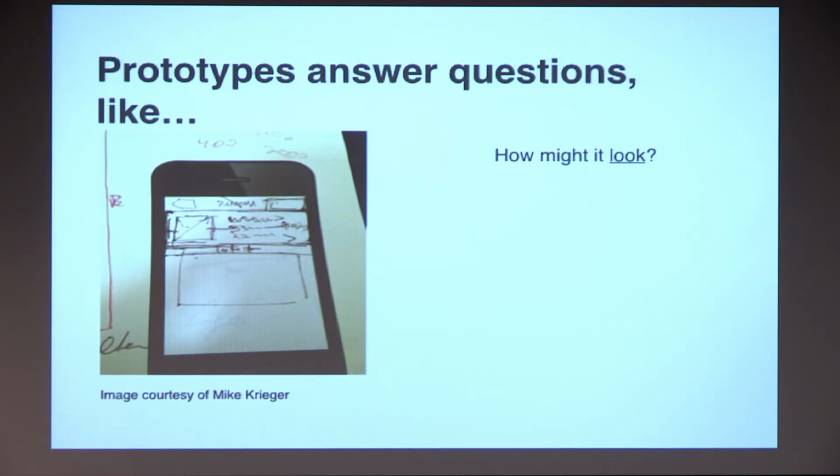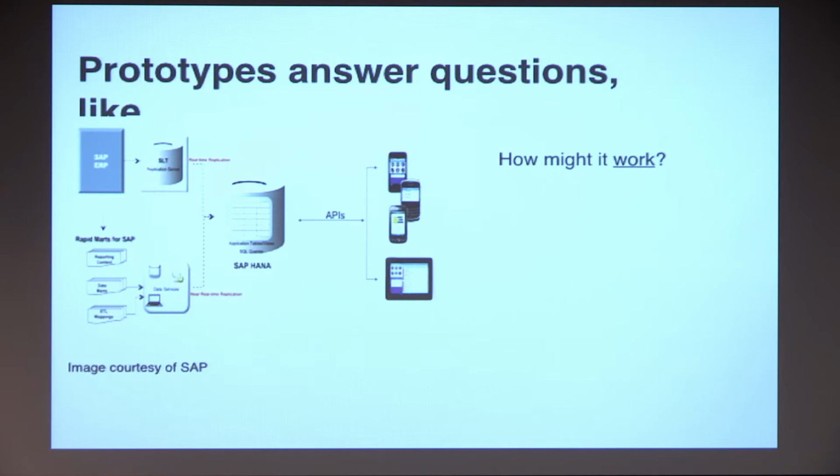This is a sketch from my former student, Mike Krieger, who founded Instagram. This is the first time that they started to figure out at a scale level what the Instagram user interface might be. And so prototypes answer different questions. This particular sketch, while it's a rough sketch, is useful. And so they're trying to figure out how will things lay out on the iPhone user interface. You can also think about prototyping the back end.